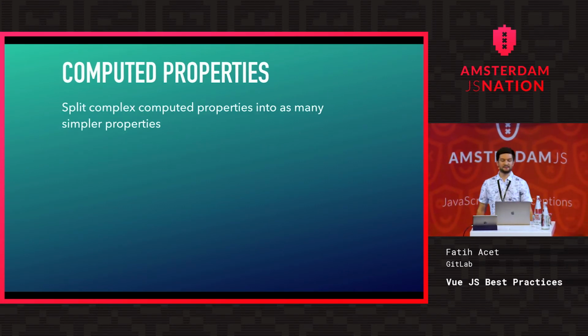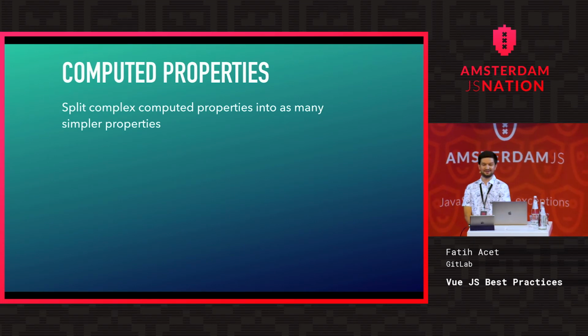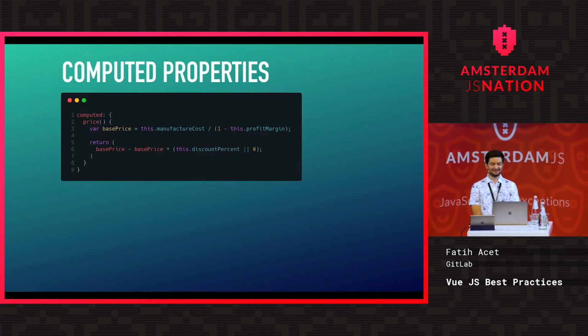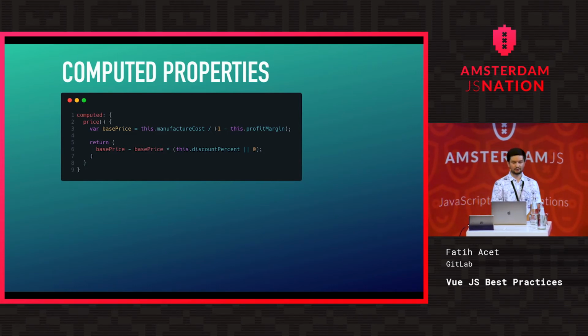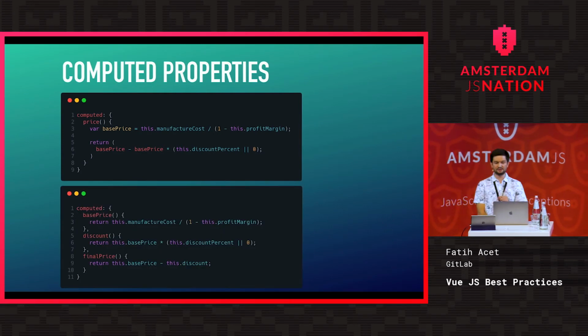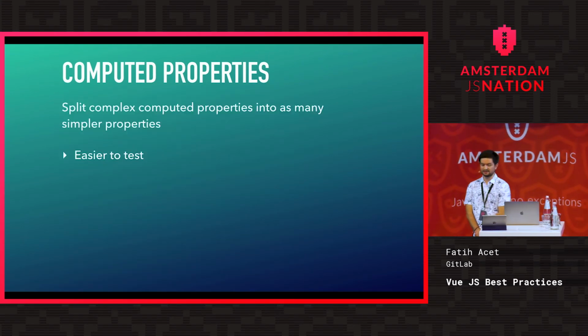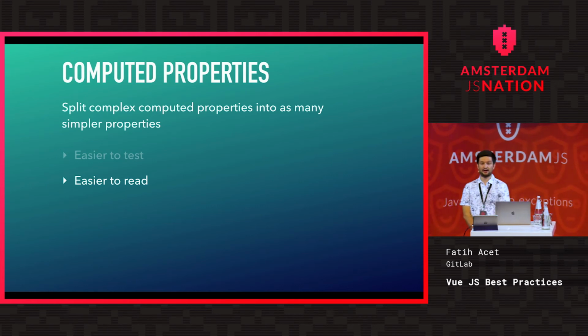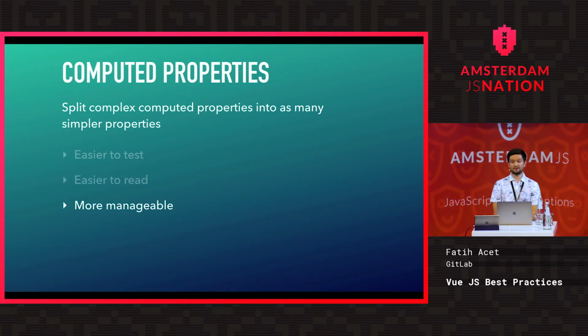Another thing is split complex computed properties into as many simpler properties. Let's see this. This is an example directly taken from the Vue documentation. It calculates the price of the product, and it looks kind of complex. But we can basically divide it into 3 smaller computed properties, which will make our code a lot more testable, a lot easier to read, and also more manageable.